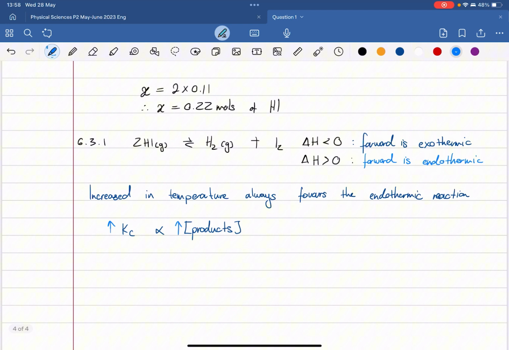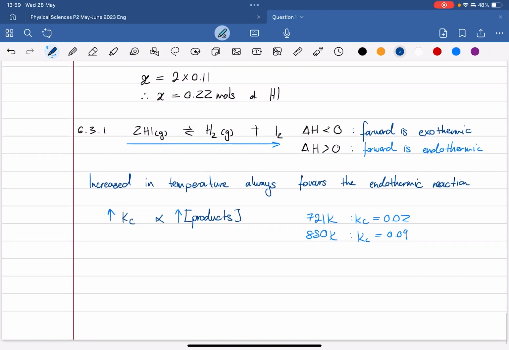So in our case, we know that Kc at 721 Kelvin was 0.02, and then at 850 Kelvin the Kc value increased to 0.09. So it increased. So if the Kc increased, that also means the concentration of the products also increased. So what does that mean as far as the reactions are concerned? Whenever the concentration of your products increases, that means the forward reaction is favored.